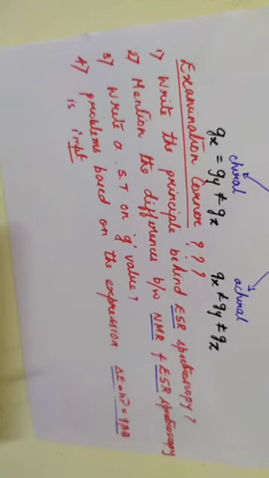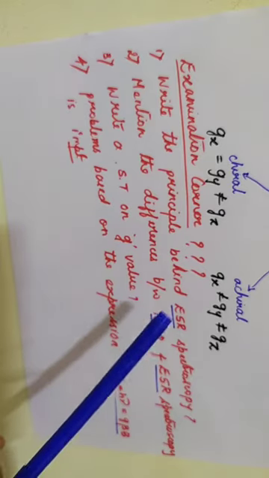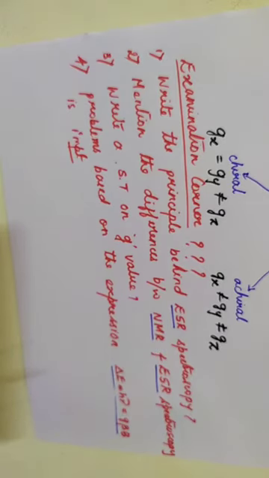Now let us come to the examination corner. These are the possible questions. Write the principle behind ESR spectroscopy for a 2 marks question, and you have to mention it is an absorption spectroscopy measured in the microwave region, and this is applied only for paramagnetic substances. So what are paramagnetic substances? These are the substances which contain unpaired electrons.